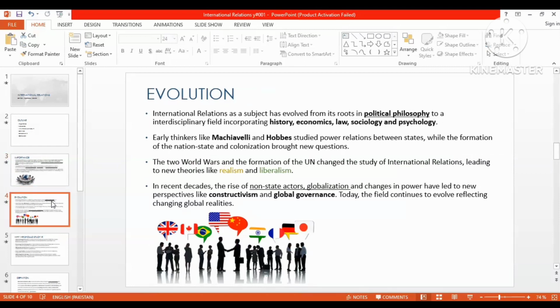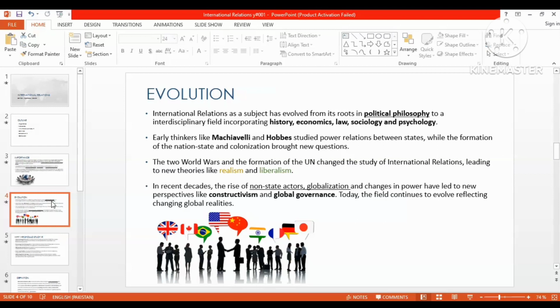International relations as a subject has evolved from its roots in political philosophy. Basically, it is a branch of political science, with roots from political philosophy, and has become an interdisciplinary field incorporating history, economics, law, sociology, and psychology. These mentioned sectors of social sciences are also involved in international relations. Early thinkers like Machiavelli and Hobbes studied power relations between states, while the formation of the nation state and colonization brought new questions. Firstly, we have some philosophers like Machiavelli and Hobbes. They studied the relationship between the powerful states like France, UK, Germany, Italy, etc. And the formation of the nation state happened and colonization also brought some new questions to this field.